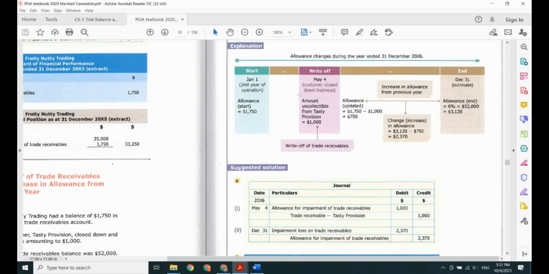Writing off of a debt occurs whenever the customer closes down or goes bankrupt. We know for sure the customer can no longer pay you back. That's why we are crediting straight to the trade receivable.